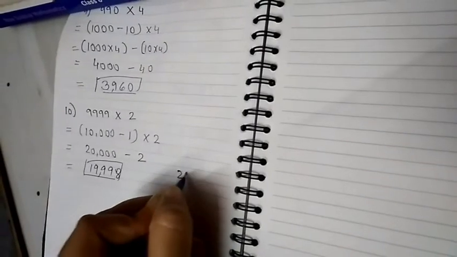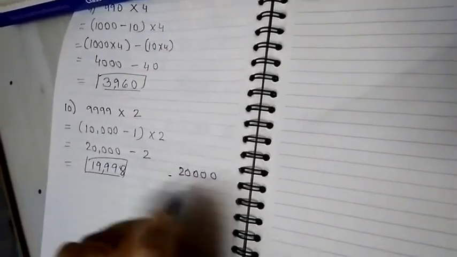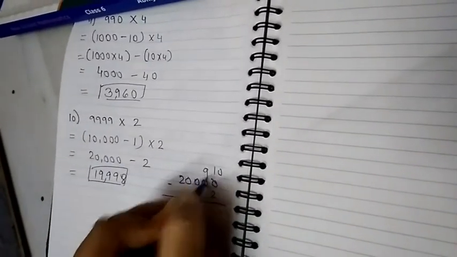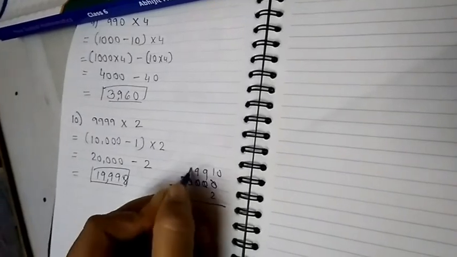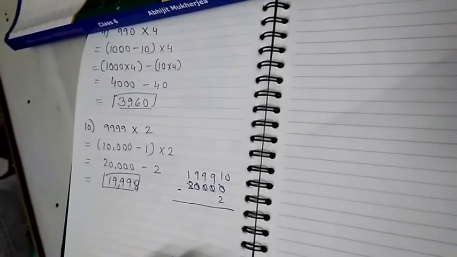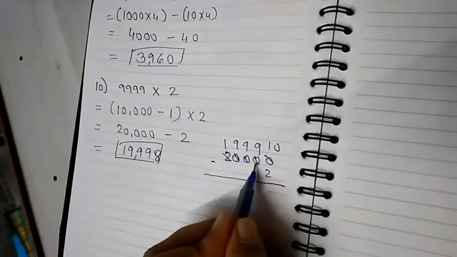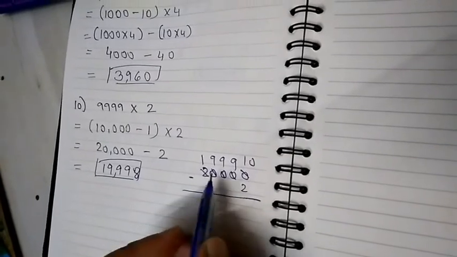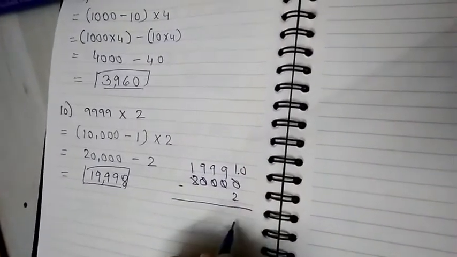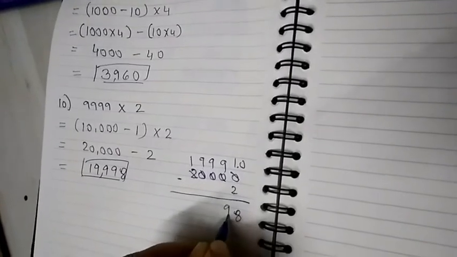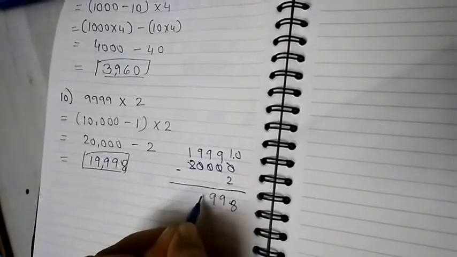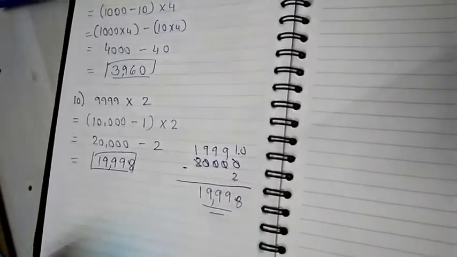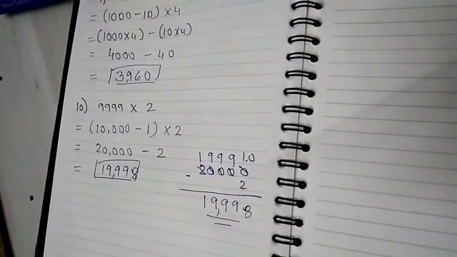Let us solve. 20,000 minus 2. Now here you will take it as 10. This you will take it as 9. This also 9. This also 9. And this will be your 1. See, as many zeros are there, you are going to take it as 9s, because they will take 1 from the next number. Now 10 minus 2 will give you 8. 9 minus 0, 9. 9 minus 0, 9. 9 minus 0, 9. 1 minus 0, 1. So you got 19,998.